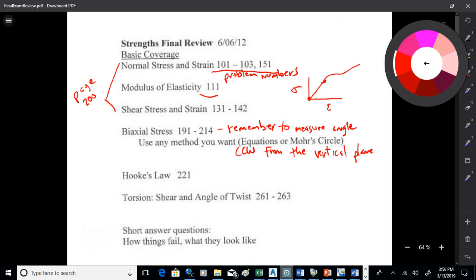All right, and then there could be some basic torsion. Nothing too fancy on torsion, but just basically shear and angle of twist. All right, so that's the stuff from the old material that could be covered directly. Also, how things fail, what they look like if they fail. You might remember we looked at a few examples of that, especially with torsion, if something twists, and there's different failure modes. The biaxial, what something would look like if it failed. I think we went through some things like that, okay?